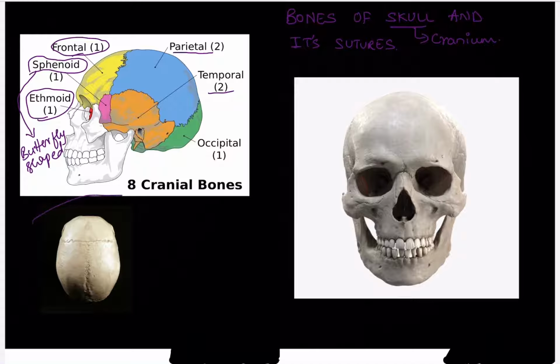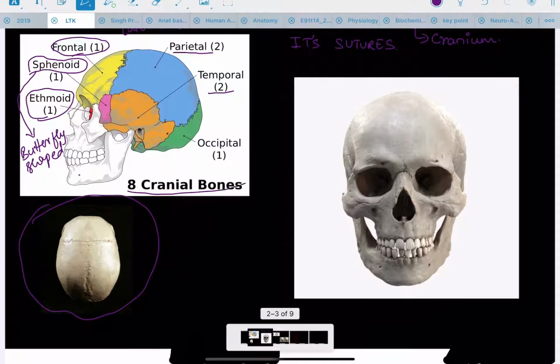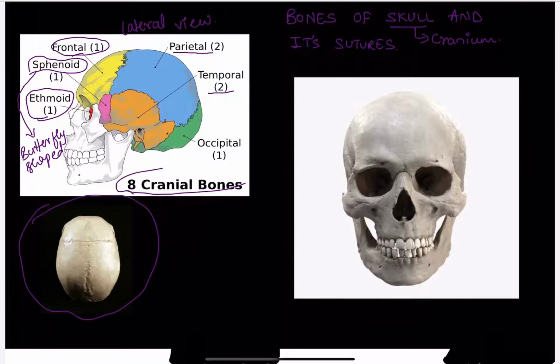In this picture, we are seeing the top view of the skull. Which view was this picture? In the previous video I explained, this is the side view, also known as lateral view. You have how many cranial bones? It's written right here. 8 cranial bones. 1 frontal, 2 parietal, 2 temporal, 1 occipital, 1 ethmoid and 1 sphenoid. Very easy.